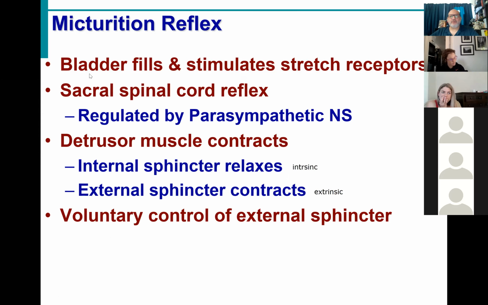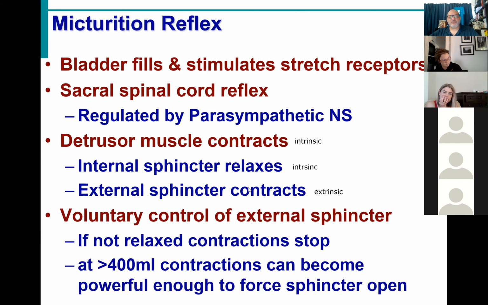And again, remember, oh, let's put this here as well. This is also intrinsic, the contraction of the detrusor, but we voluntarily relax the external sphincter and voiding occurs. Like I said, if the volume increases and it stretches enough, usually somewhere around 400 milliliters, the contractions can become powerful enough to force the sphincter open.